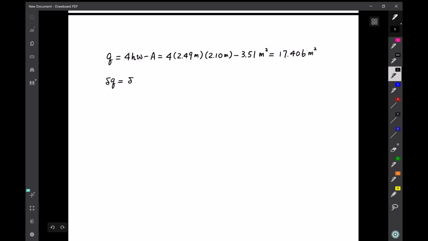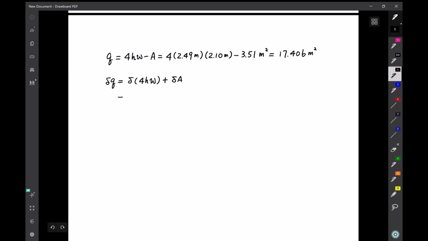So it equals delta 4HW, the absolute uncertainty, plus delta A. Delta A is already known, so that's okay. How are we going to find delta 4HW? So go back to your uncertainty propagation rules and look at rule number 2. Because we want to find the absolute uncertainty of a product, we are going to use the right-hand side, the rightmost form of rule number 2.